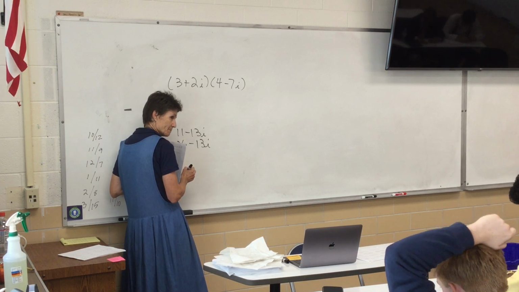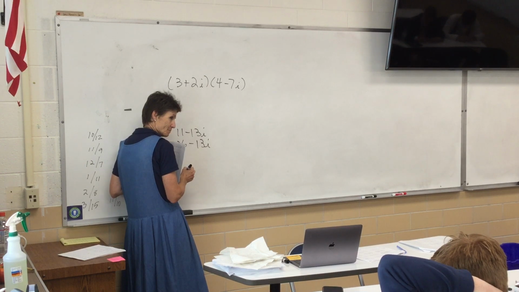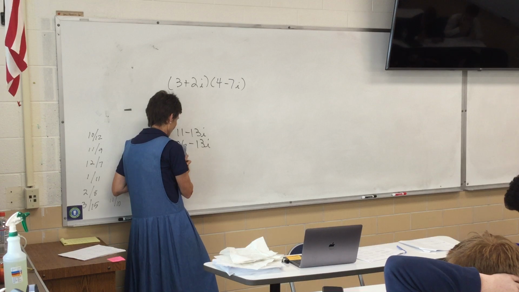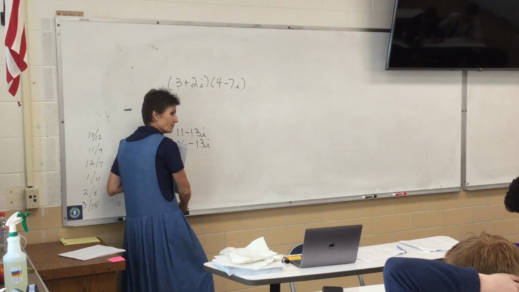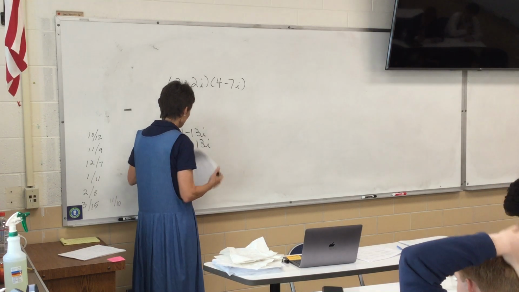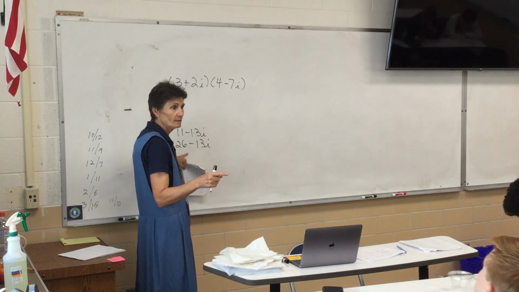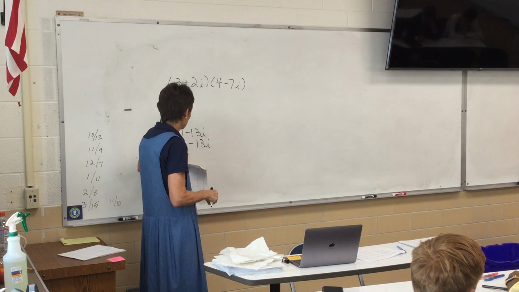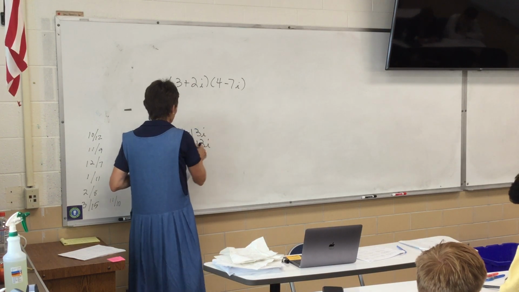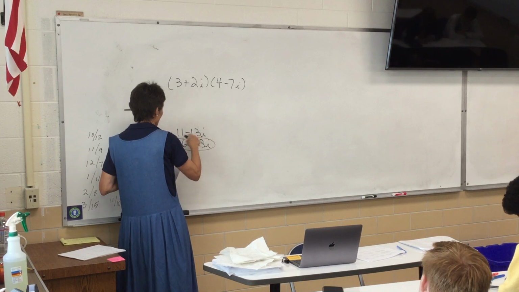What did you get? I got 12 minus 21i plus 8i minus 14i squared. I don't have it simplified yet. Hadley? I got 26 minus 13i. Okay, so we got another vote for this one. All right, well, let's FOIL it out and see what happens. We got a lot of votes for this one right here, but let's see.